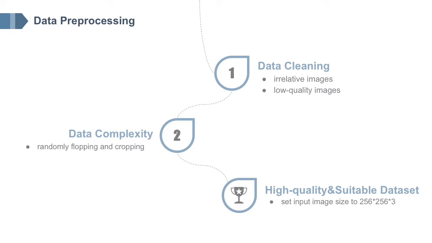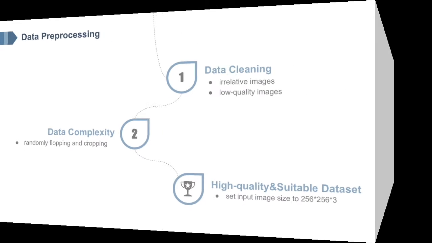For better training efficiency, we manually clean the noises and low-quality images to maintain a high-quality dataset that fits our experiment. In order to obtain a more robust model, we randomly apply image flipping and cropping to artificially increase the complexity of the training set. After preprocessing, we set the input size of images as 256 by 256 by 3.